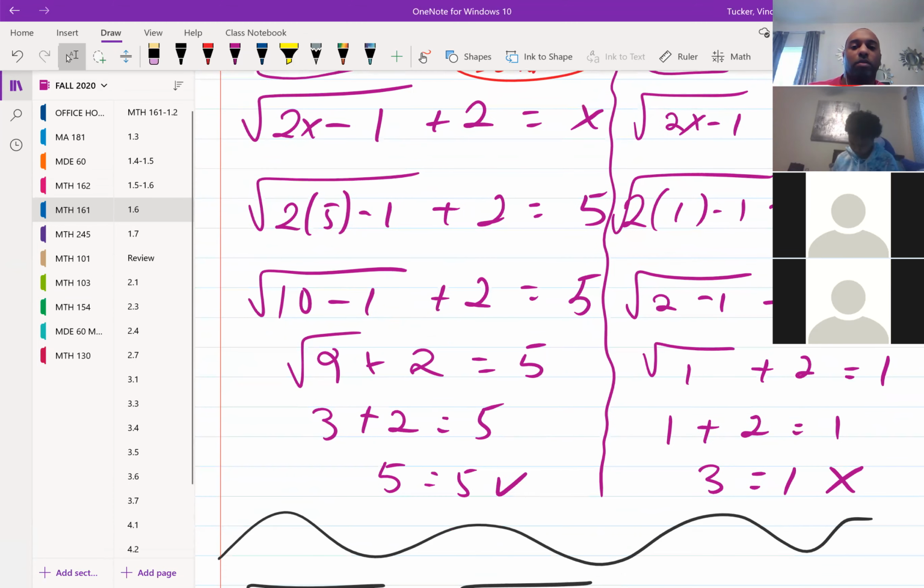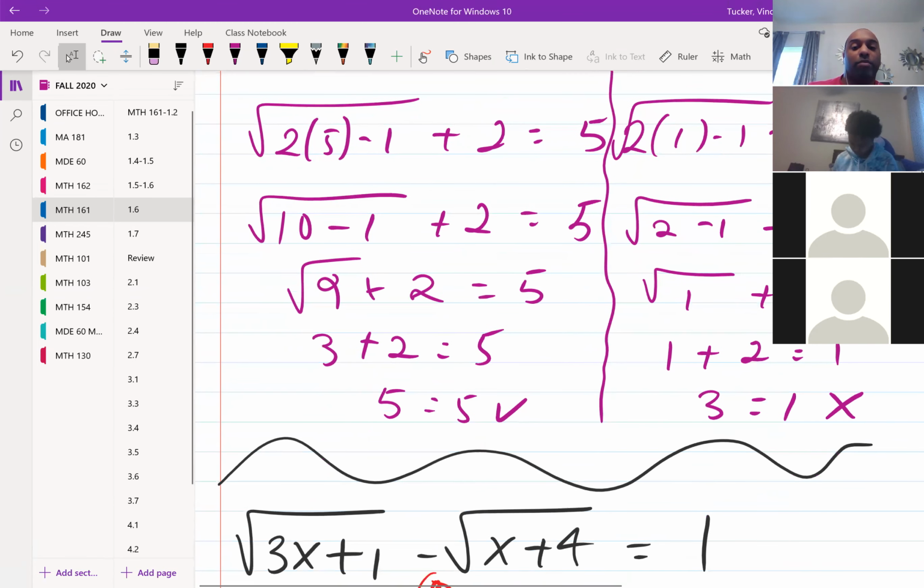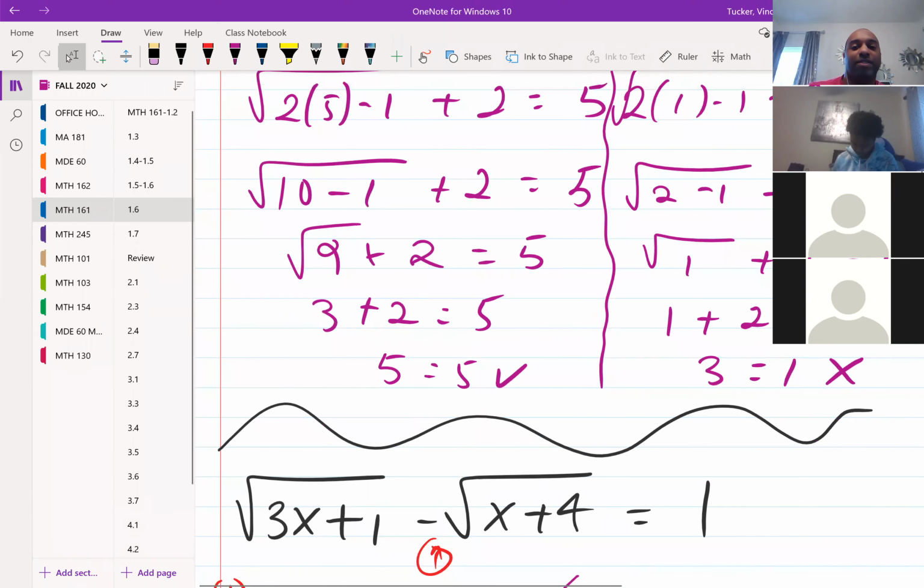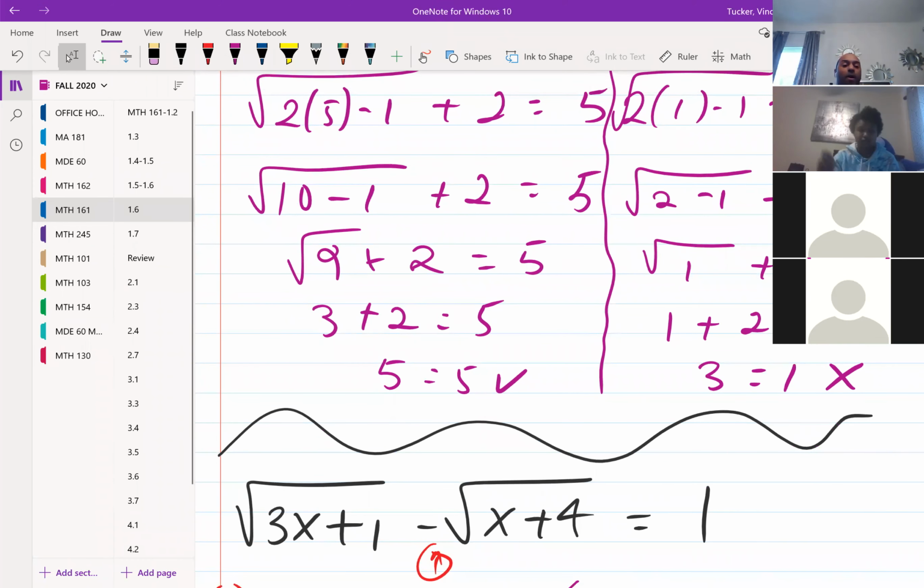All right, go to the next one. Let's go. All right. So our next one: square root of 3x plus 1 minus square root of x plus 4 equals 1. So notice this time we have two radicals involved.